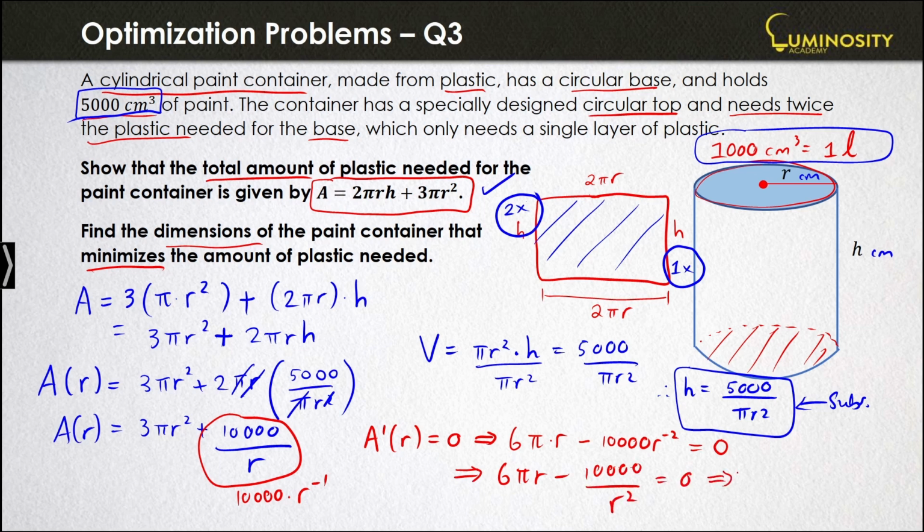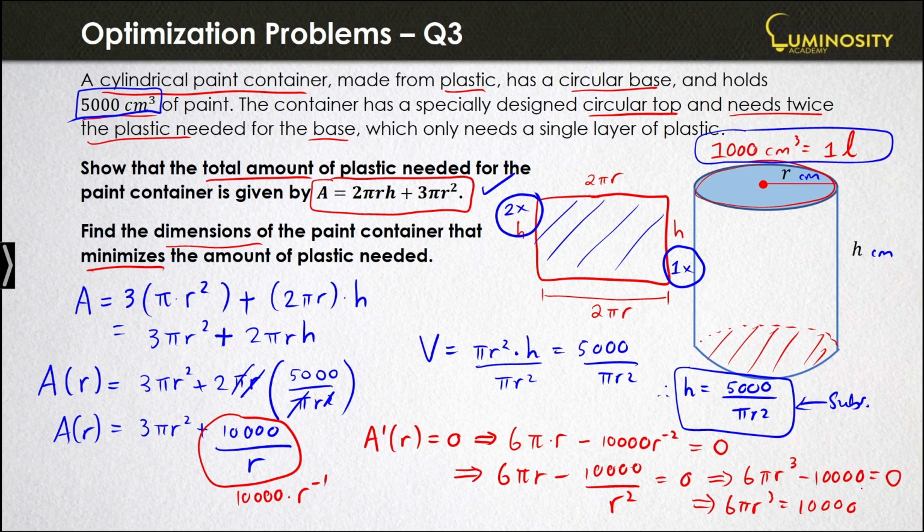I'm now going to multiply both sides by r squared. So I'm going to have 6 pi r cubed minus 10,000 equals 0. Okay, remember the goal is to solve for r here, and that'll give you the dimension for r that'll minimize this amount of plastic needed. So now I have 6 pi r cubed equals 10,000. Bring over the negative 10,000.